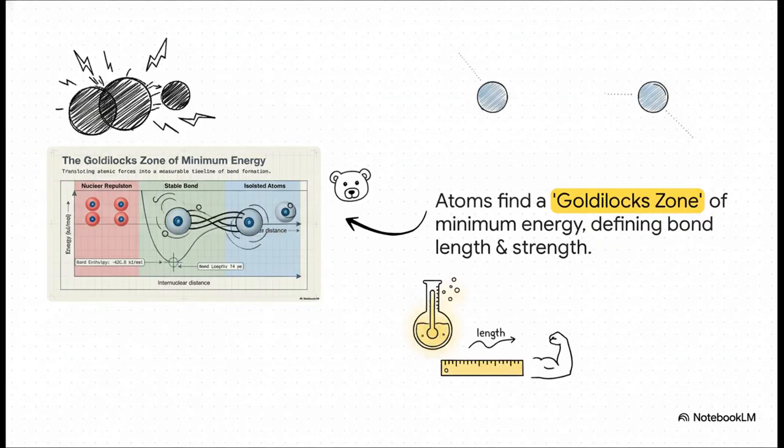And if we map those forces out as energy, we get this amazing graph. When the atoms are really far apart, nothing's happening. As they get closer, attraction takes over, and the energy of the whole system just plummets. But if you push them too close, repulsion kicks in hard, and the energy shoots through the roof. And right there, at the very bottom of that valley, that's the sweet spot, the Goldilocks zone. It's the point of minimum energy. For a hydrogen molecule, that happens at exactly 74 picometers apart, and it releases 435.8 kilojoules per mole of energy. That right there, that's the bond's length and its strength.